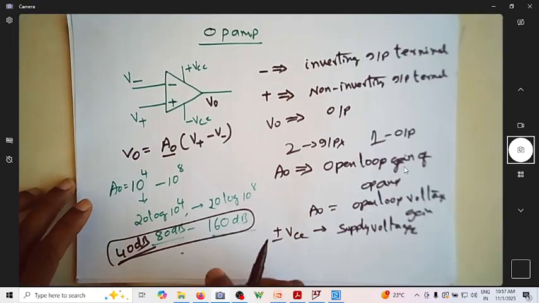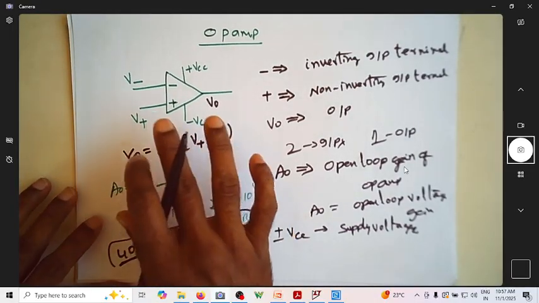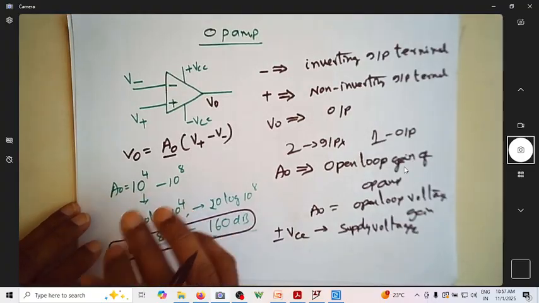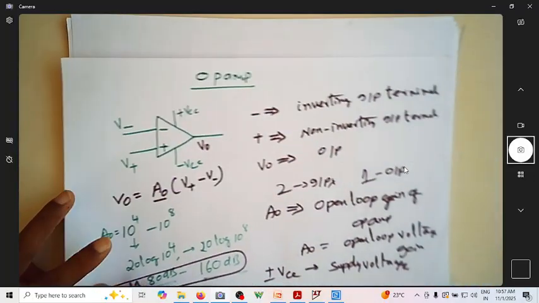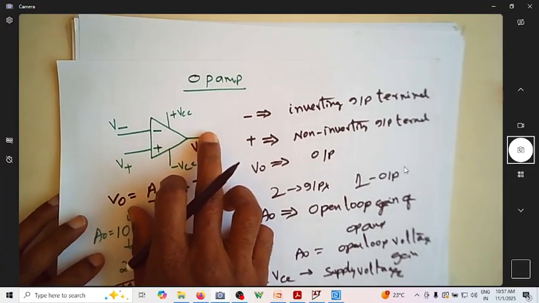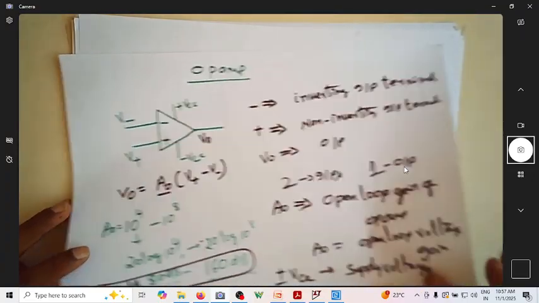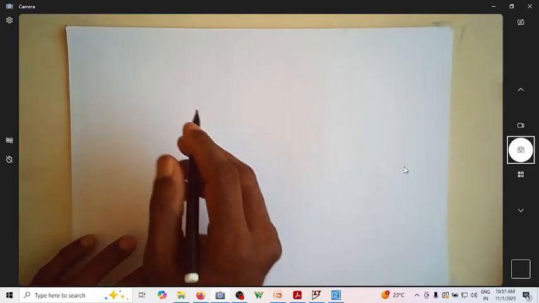In most cases, an op amp will not be used in this open loop mode. It will be put in closed loop. When I say closed loop, a portion of the output will be fed back to the input. So we will write two very basic circuit diagrams of the op amp.